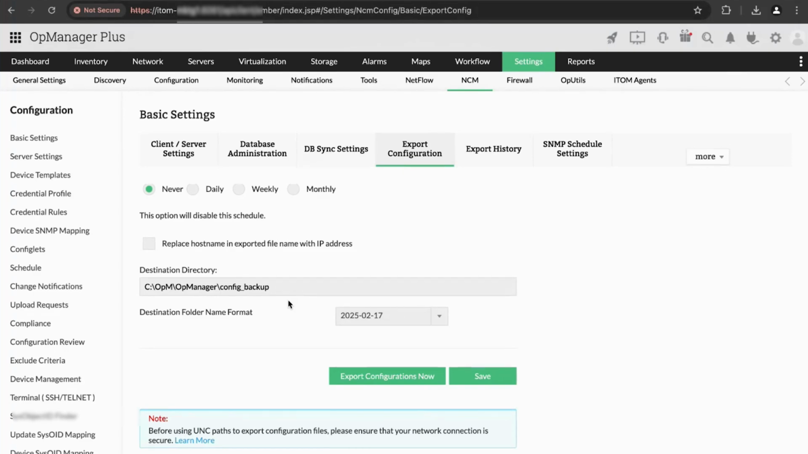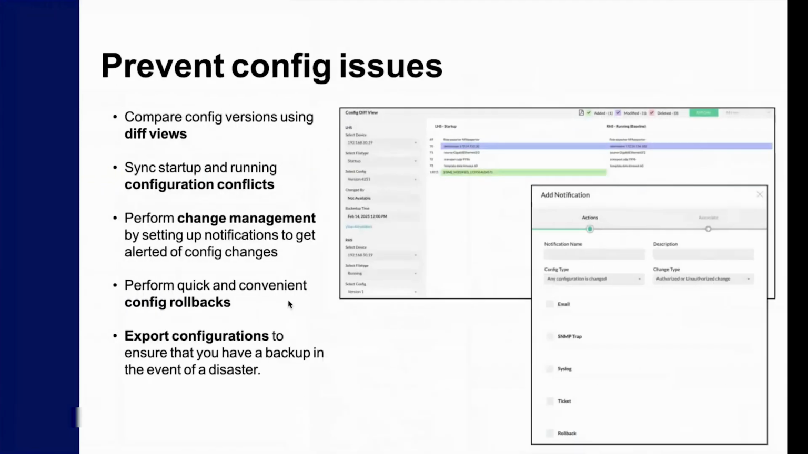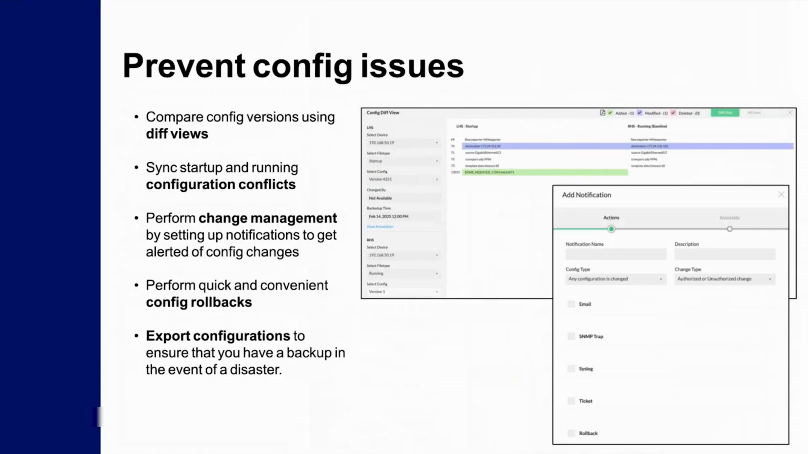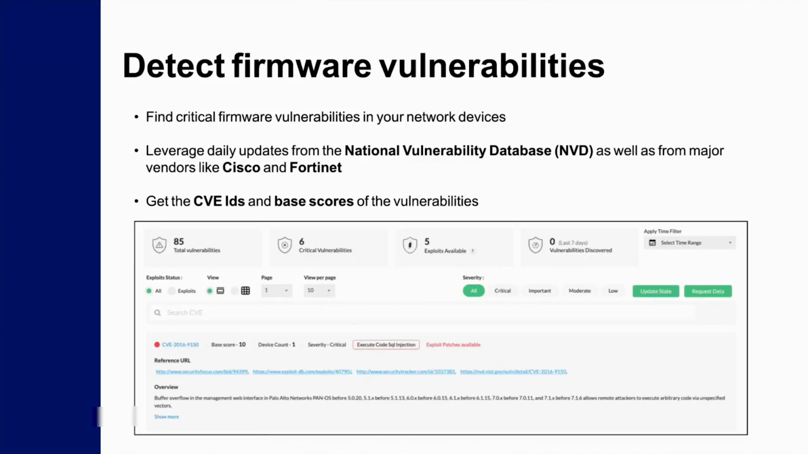Let me go back to the presentation and talk about the next feature in the NCM module, which is detecting firmware vulnerabilities. The firmware vulnerability detection feature in OpManager Plus' NCM module helps you track, detect, and resolve the latest vulnerabilities that could affect your network devices. OpManager Plus updates its definition of the vulnerabilities, the CVE IDs, and the base scores from the National Vulnerability Database, or NVD, which is a US government repository of standards based on vulnerability management data. It also collects data from top vendors like Cisco and Fortinet.